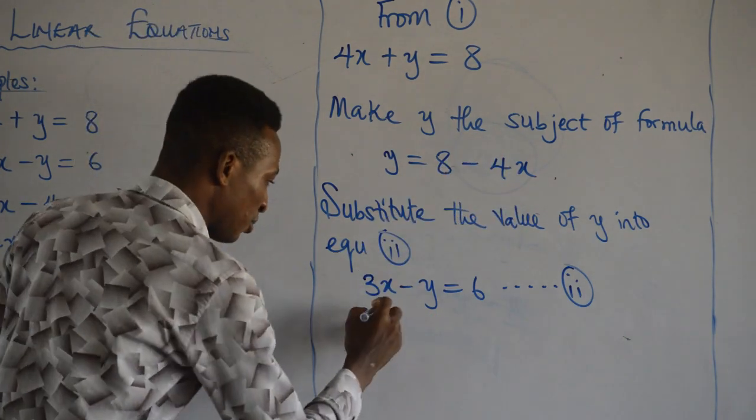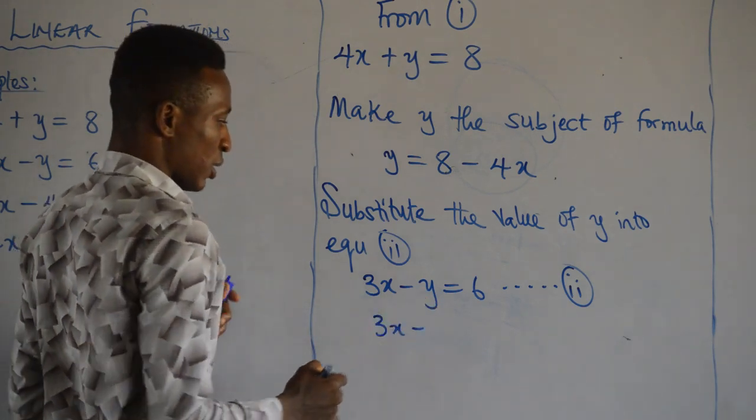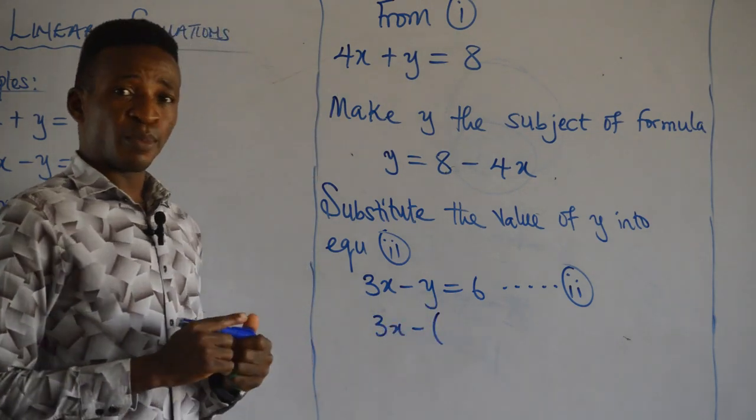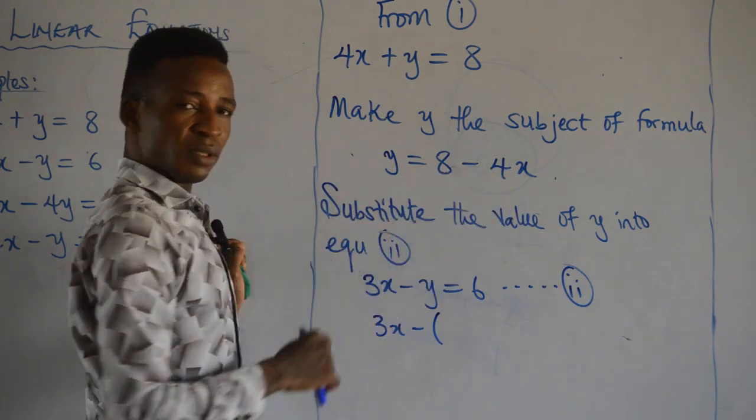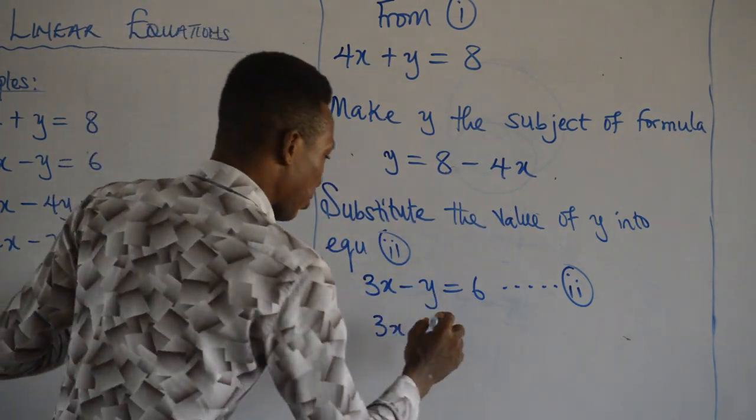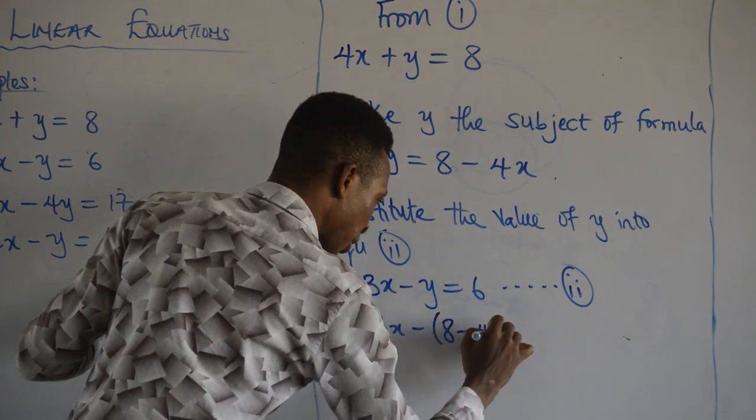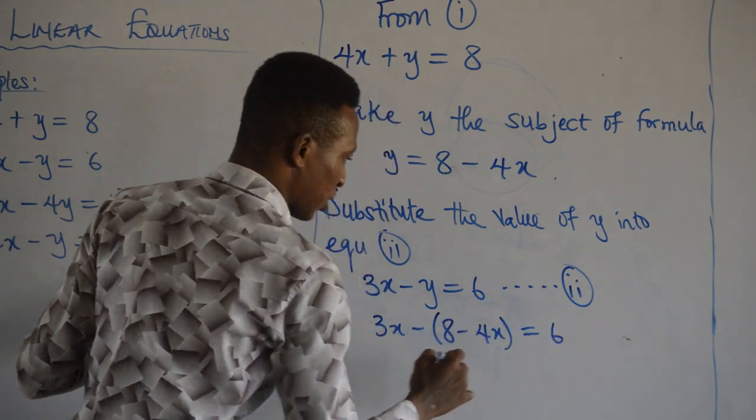So that means this now becomes 3x minus, open the brackets. Now the reason you are using the bracket is because you have more than one value for the value of y now. So that now becomes 8 minus 4x, everything equals to 6.